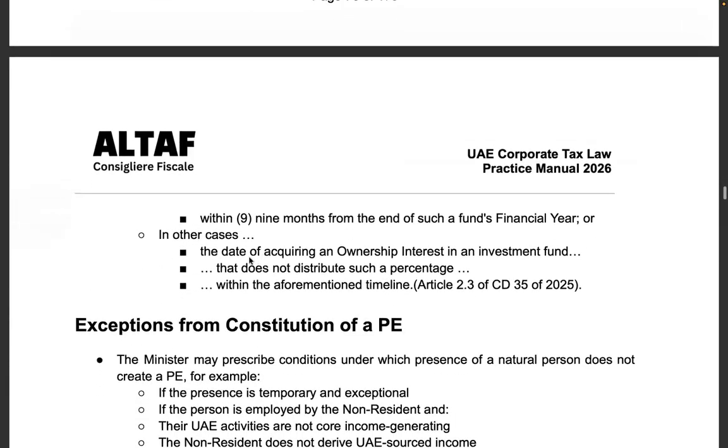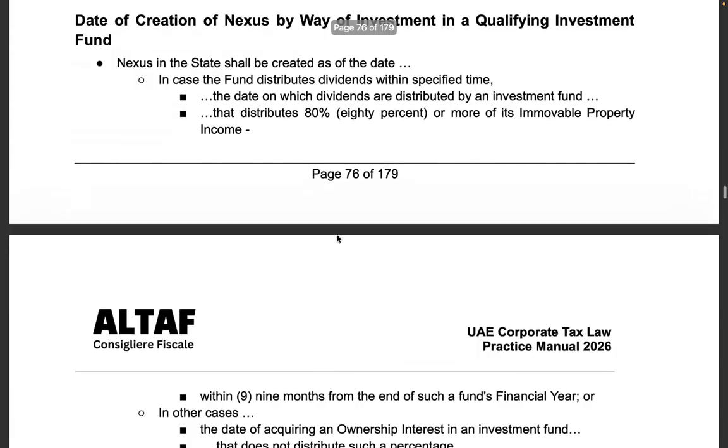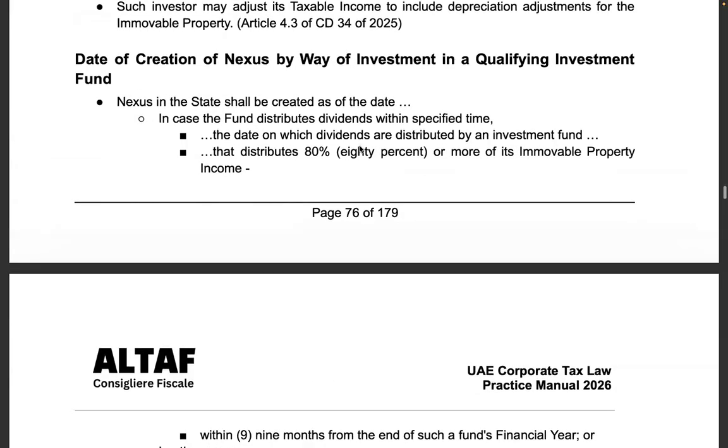In other cases, it will be the date of acquiring an ownership interest in an investment fund that does not distribute such a percentage within the aforementioned timeline. So if you really think about it, those are being treated a bit strictly. Here, the nexus is being formed at the last moment, when that income is being distributed.